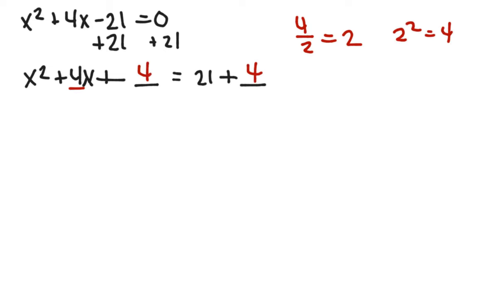That 4 goes in the blanks that I'm going to add. That completes a perfect square trinomial, so I can factor it on that left side: x plus 2, the quantity squared. The other side I have 25.